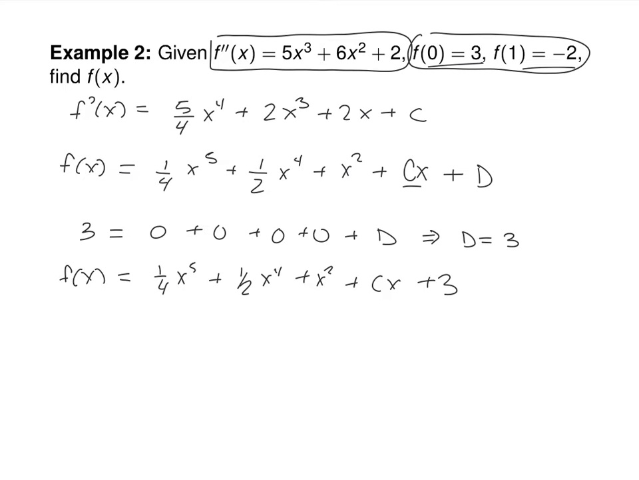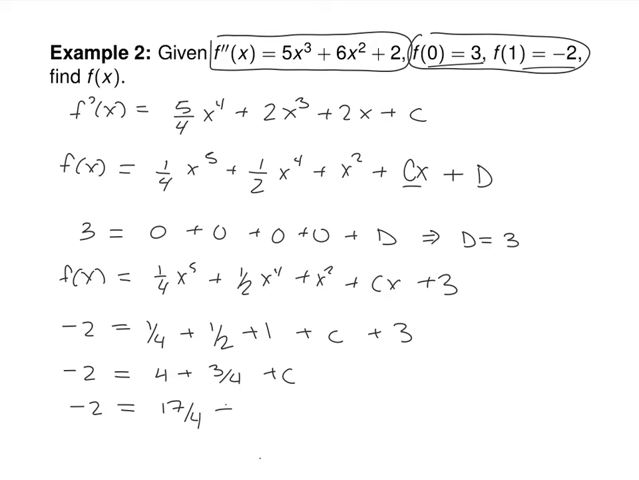And next, when you plug in 1 for x, what does the y come out to be? So that'd be negative 2 equals a quarter plus a half plus 1 plus c plus 3. So negative 2 equals, I think, 4 plus 3/4. Do you guys agree with that? So negative 2 equals 17 quarters. Is that right?